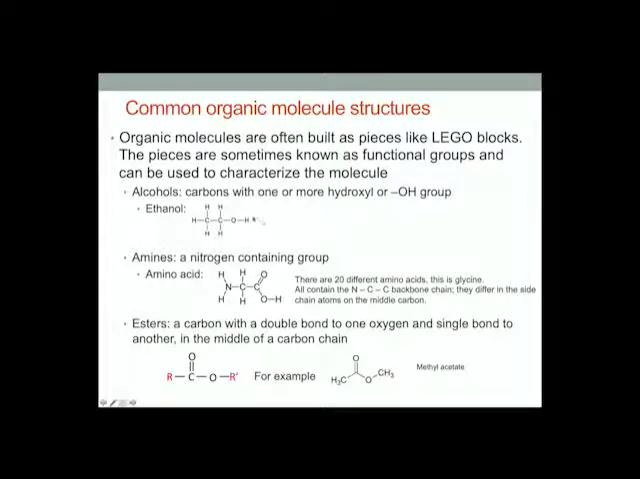Now, when we have what's called an amine, an amine is something that contains nitrogen. So in this picture, which is an amino acid, the amine group is this, the nitrogen with two hydrogens on it. And it's just that particular group that is the amine. The rest of this is other parts of the molecule.